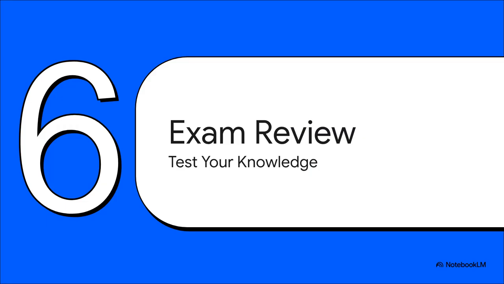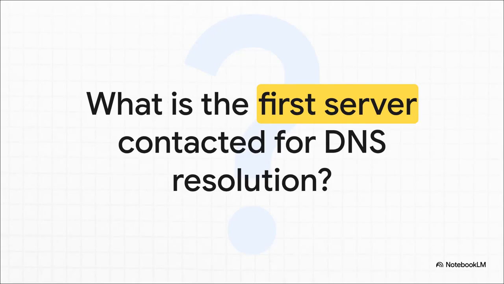And finally, Section 6, exam review and practice. Let's see what you've got. All right, here's practice question 1. Think about the very beginning of that lookup sequence we just talked about. What is the absolute first external server your browser reaches out to when it needs to convert a human-readable domain name into an IP address? Try to actively recall that very first link in the chain.